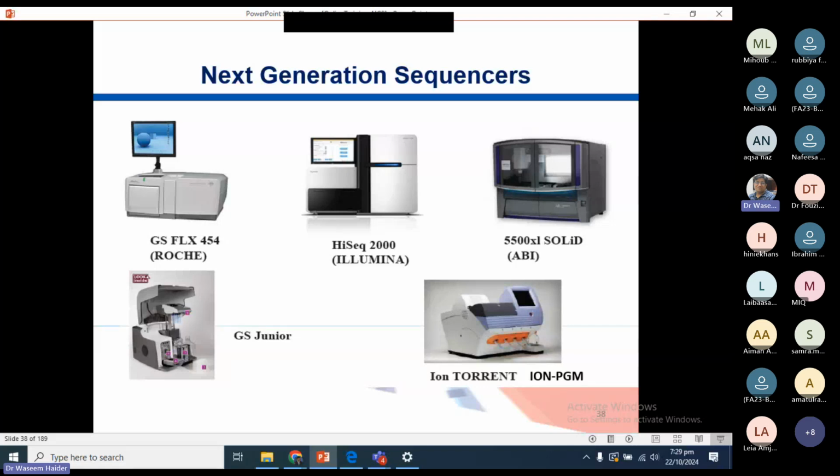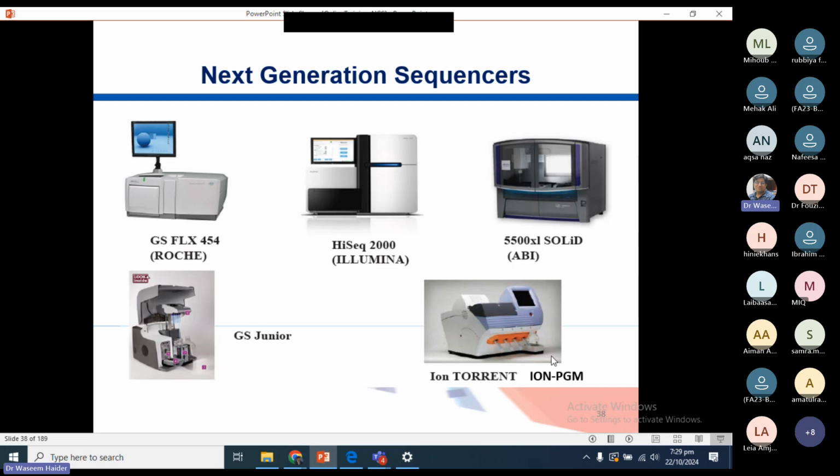These are the machines, some of the representative ones. My data actually came from HiSeq 2000, Illumina, 5500 XL SOLiD ABI. ICCBS had it, but I think now it got retired. GS FLX 454 from Roche was very famous for longer reads. So for short reads or for RNA-seq or other projects, people were preferring this one. For genome assemblies, it stayed there for a while.